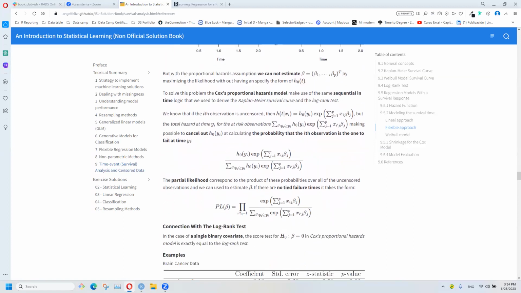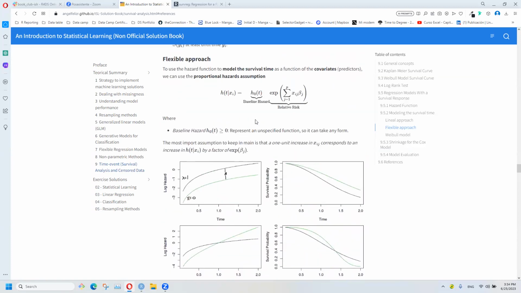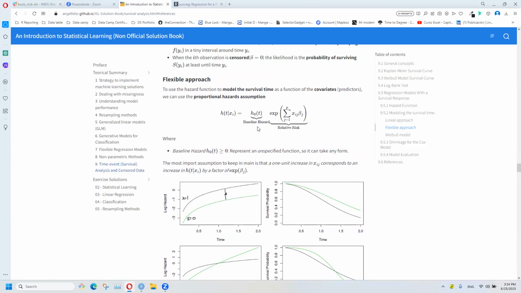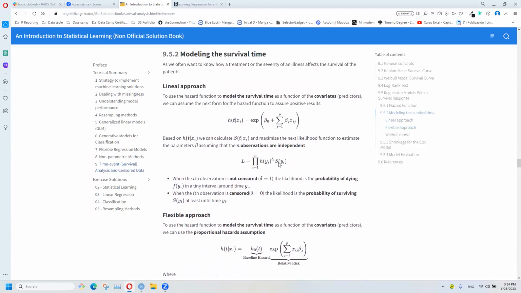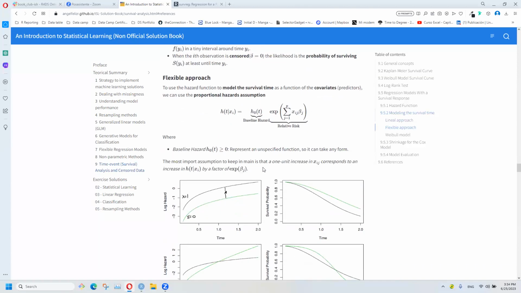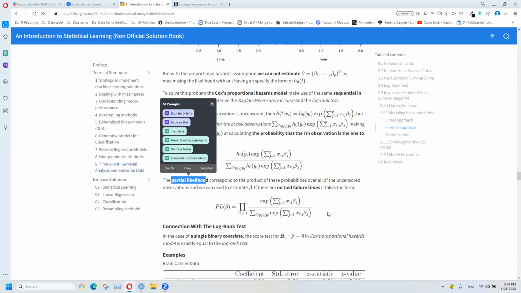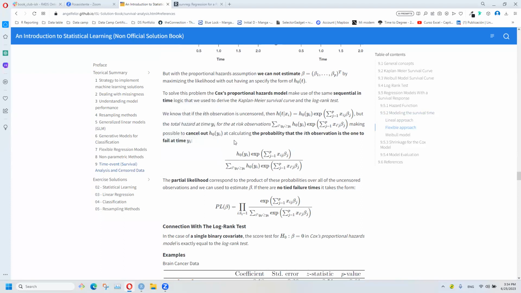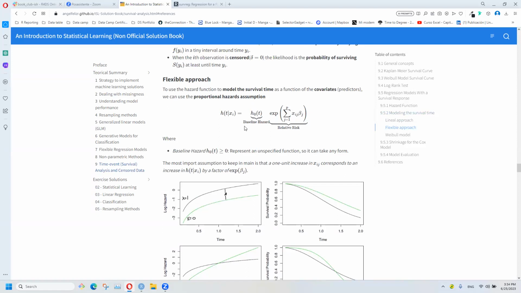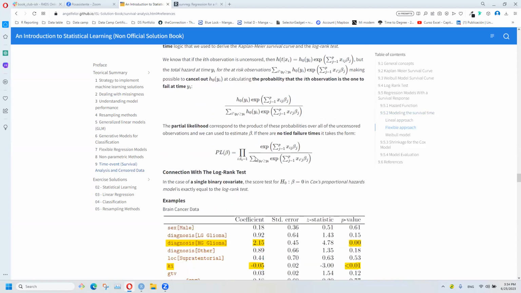And as this function is too general, we cannot use the likelihood function. They need to use the partial likelihood, which is a really interesting way to cancel out that baseline hazard function.